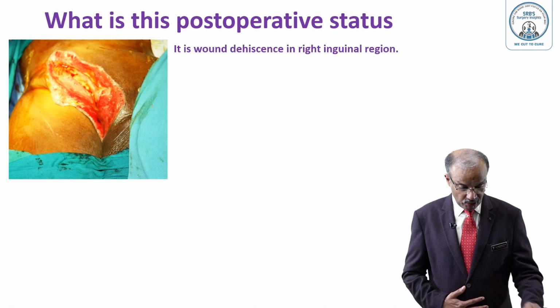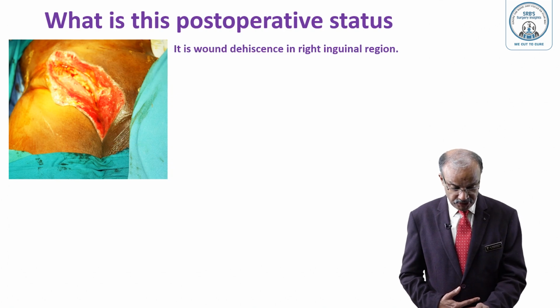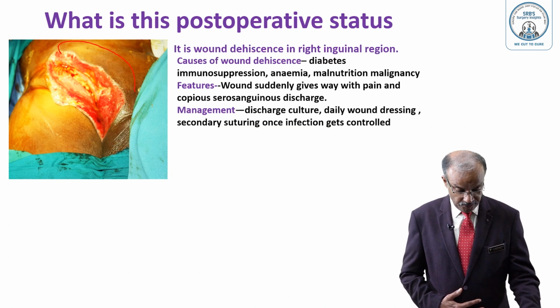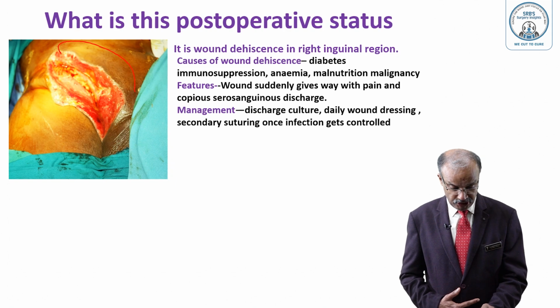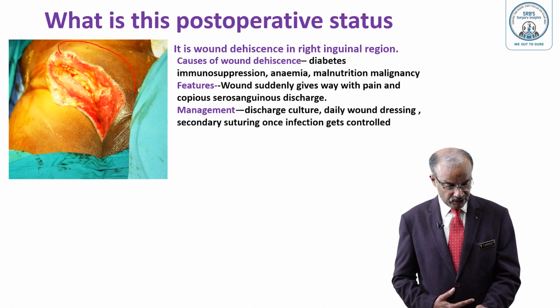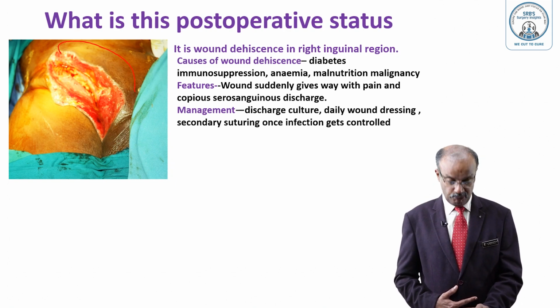So this is a wound dehiscence in the right inguinal region. So you can always do a secondary suturing in this patient. So what are the wound dehiscence causes? Diabetes, immunosuppression, anemia, malnutrition, malignancy.